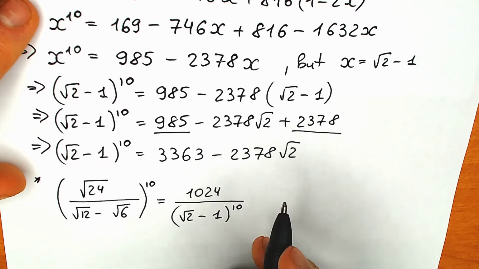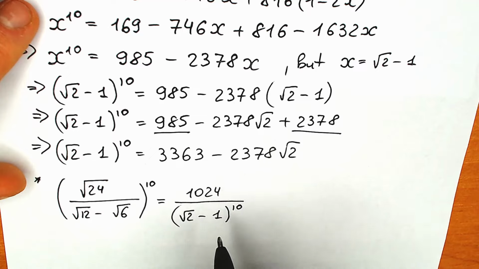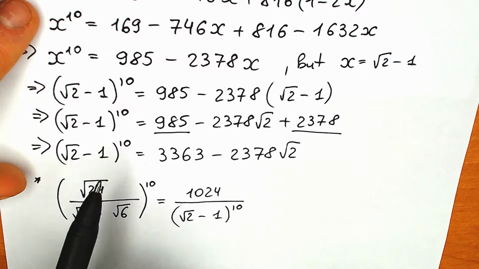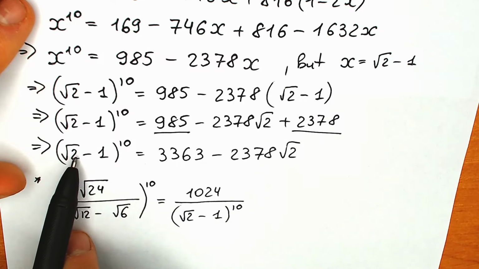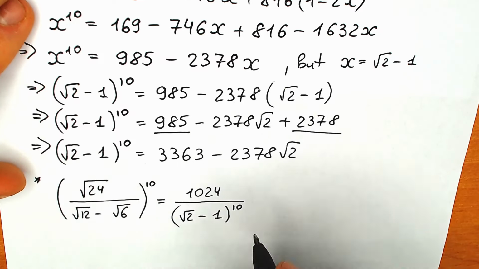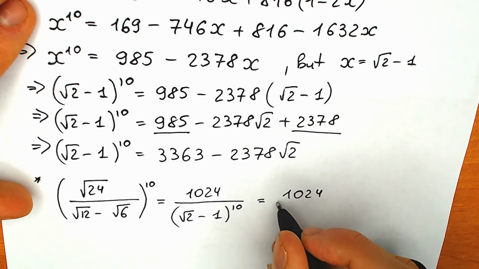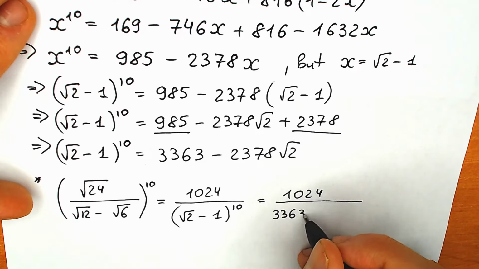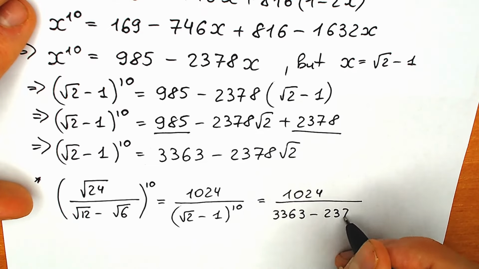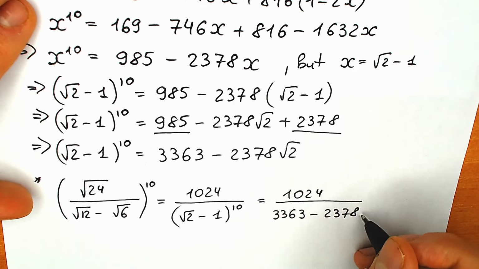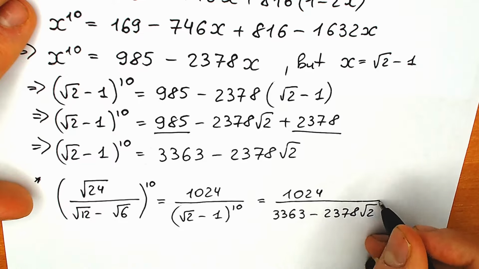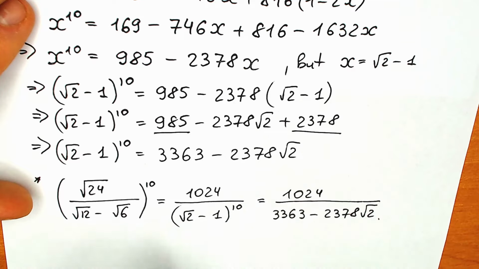And in the previous step, we said that we need to evaluate this expression, and right now we know everything. We found this square root of 2 minus 1, so right now we can easily plug it in. So we have 1024, the same numerator, and we divide it by 3363 minus 2378 square root of 2. Okay, this is our answer to this question.